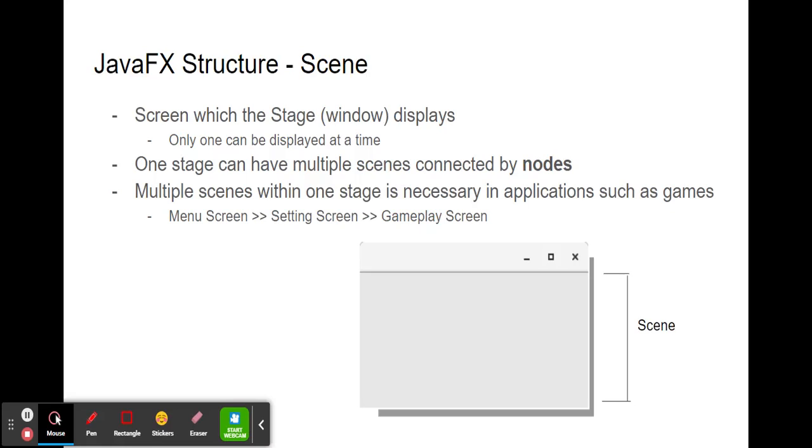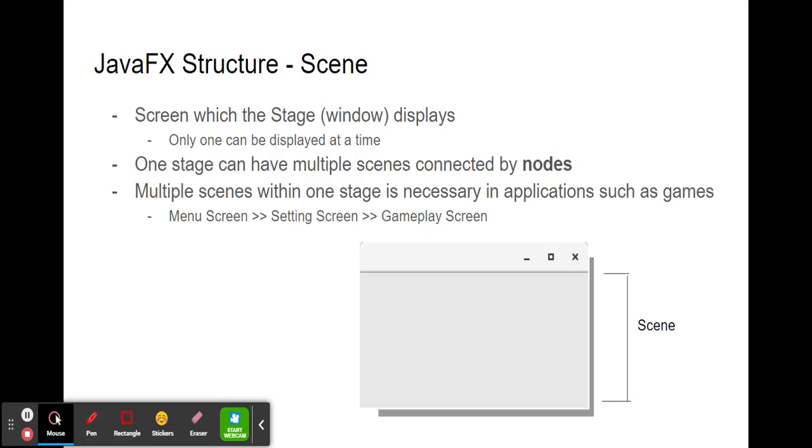So start thinking like theater, where there are multiple scenes that can be transported, and it's connected by nodes, which I will get to in the next slide on what nodes are, how they work, and why they're important. And multiple scenes in one stage is necessary for applications such as games. For example, there's the menu screen, the settings screen, the gameplay screen, the game over screen, and so on.